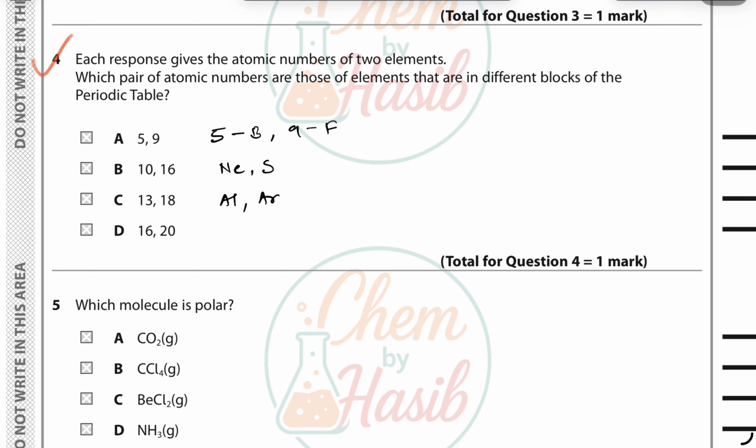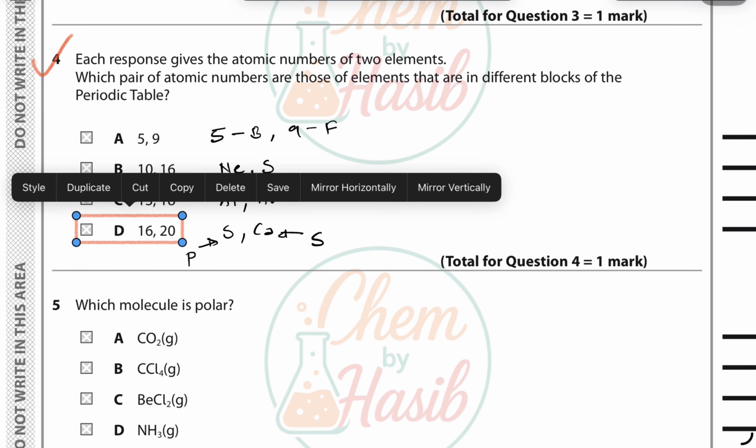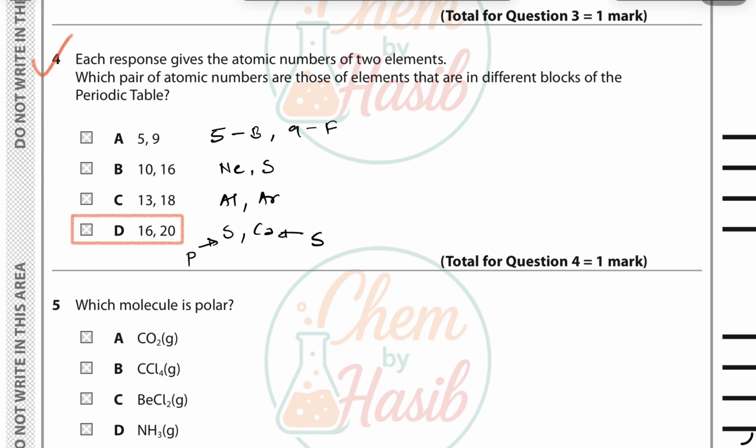And if you look at option number D, 16 is sulfur, 20 is calcium. Sulfur is in the P block and calcium is in the S block. So the answer to question number 4 must be D. All right.